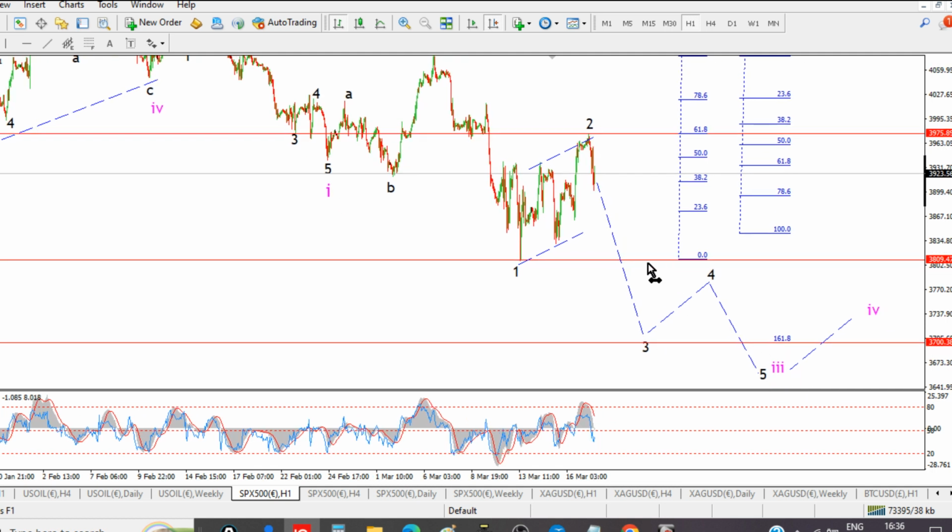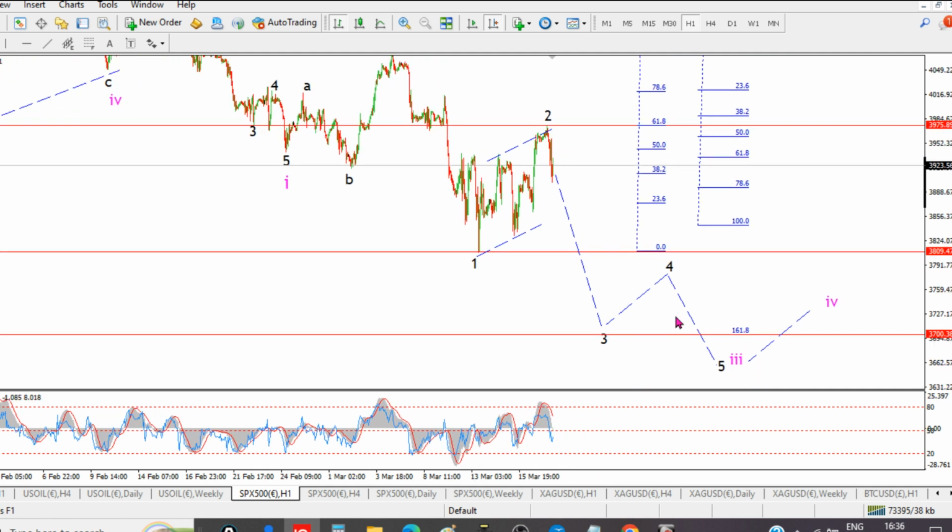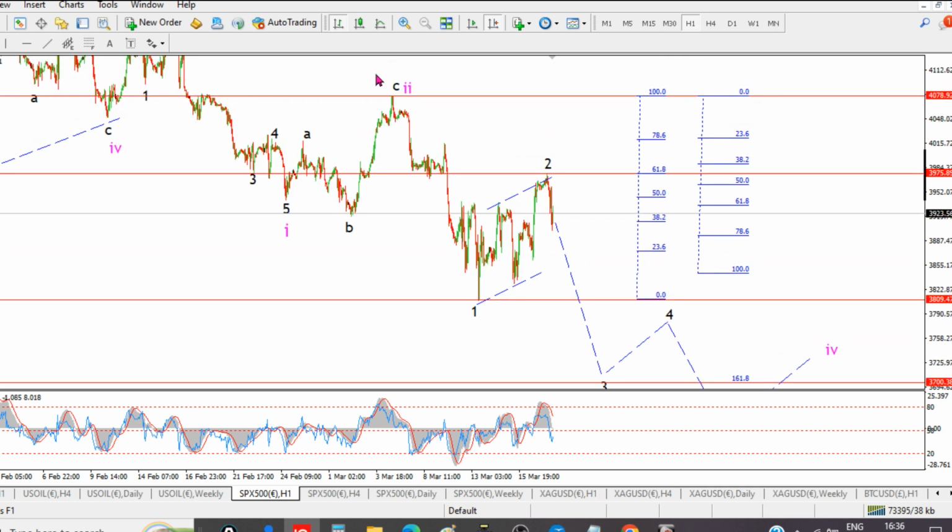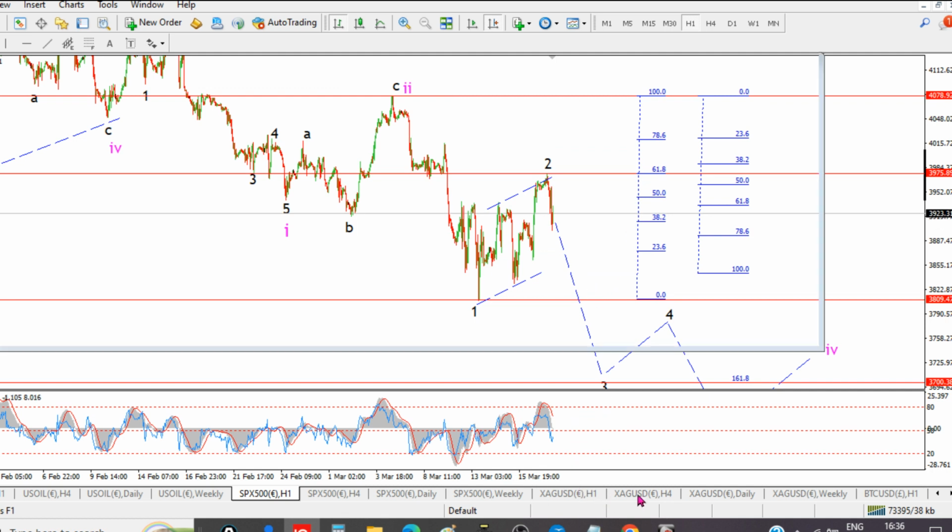But that's the outlook for the next few days anyway, 5 waves down to complete wave 3. I'm looking at a target down around 3,700 at a minimum, I think, for wave 3 in pink. Could go lower, so we'll see how that goes. I would say that the wave 2 high here at 40.78 must hold as this pattern develops. Okay, let's get on.